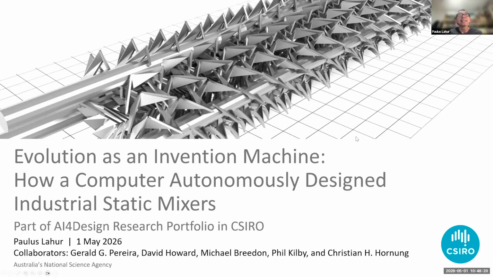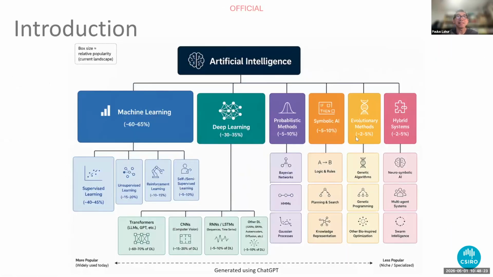So let me just show you this diagram, which I got from ChatGPT, so it's gotta be true. AI is actually quite a big domain, and inside it, it's truly dominated by machine learning and deep learning. But actually there are other methods as well, and they're quite powerful. The one that I'm going to talk about is evolutionary methods, which is over here, the yellow box, which is quite tiny in comparison.